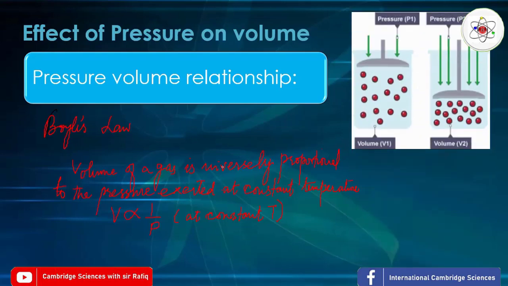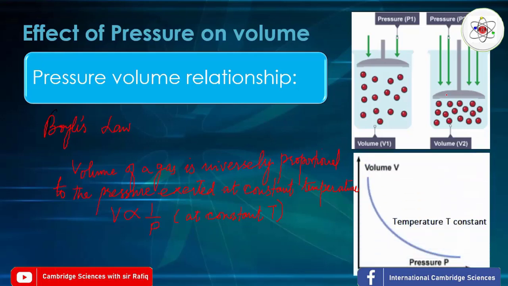You can see in this diagram that there was a certain pressure on the gas. So gas particles are far apart and have a certain volume. When you increase the pressure, the volume decreases and the particles become closer. If you draw a graph for this relationship, the graph will be a curved line. As you increase the pressure, the volume decreases. So this is the volume-pressure relationship at constant temperature, right?